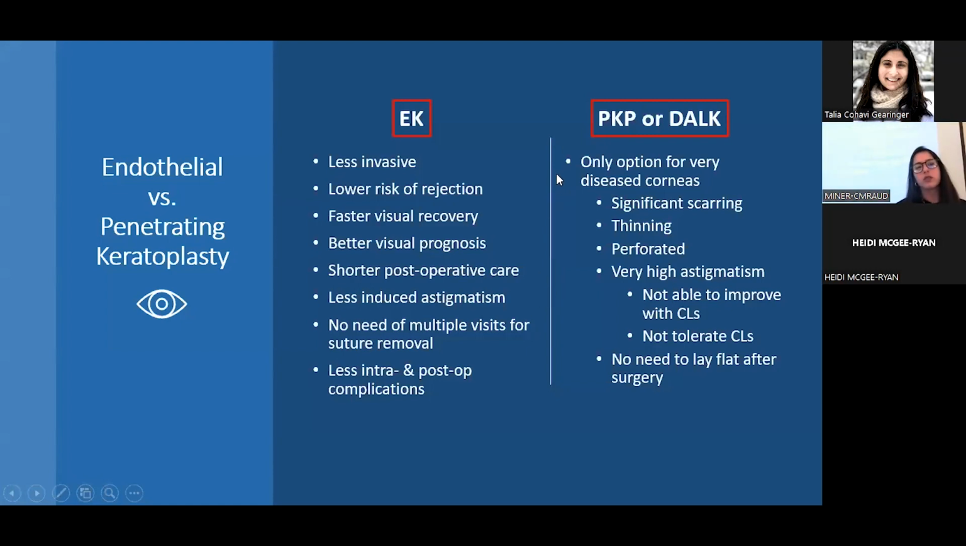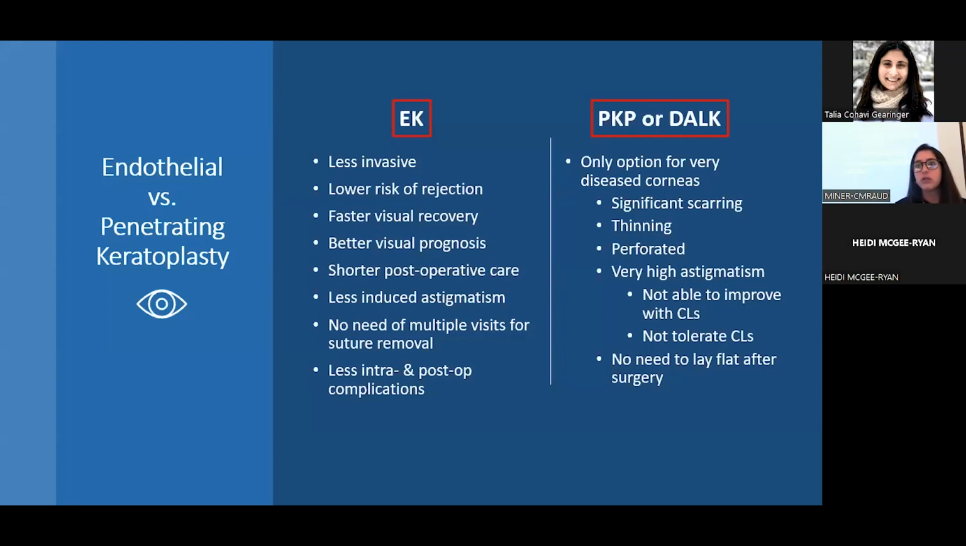So when we think about transplant, why an endothelial transplant versus a penetrating keratoplasty? I showed what the indications are, but it's also important to understand the benefits of one versus the other. The endothelial keratoplasty, we also call EK, is much less invasive, as you can see in the surgery part. There's a lower risk of rejection, both for DSEK and DMEK. There's a much faster visual recovery: instead of a year, it's within months. Better visual prognosis as well, and a shorter postoperative care.